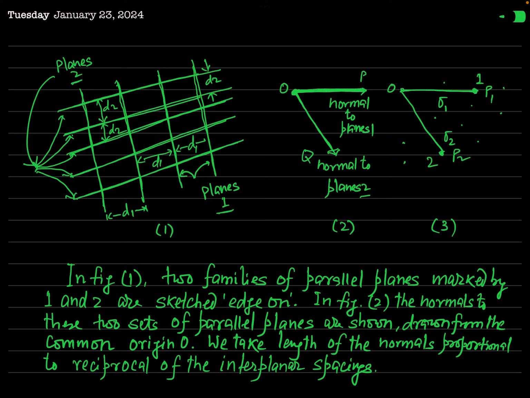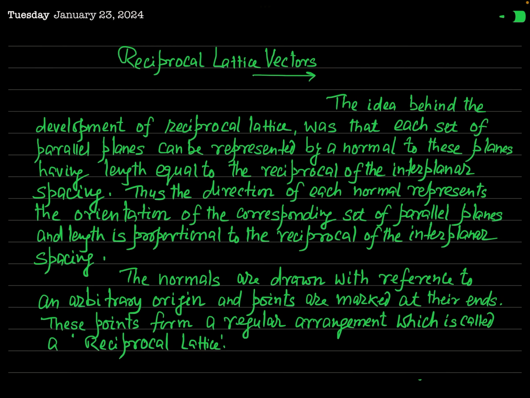So just as a rule, for getting the reciprocal lattice point, we take an arbitrary origin and draw normals to every set of parallel planes of the direct lattice. And we take the length of each normal equal to the reciprocal of the interplanar spacing for the corresponding set of planes. The terminal points of these normals form the reciprocal lattice. All these facts I have mentioned here for your convenience. I have written these things, and so you can note down these facts in your notebook.